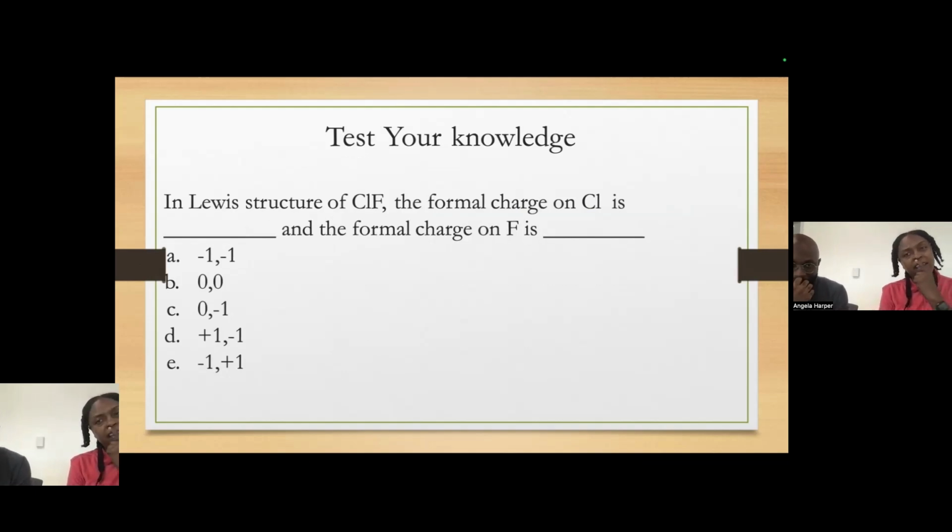If you remember what we said, we told you that there's zero charge. That's because you take your valence electron count and you subtract your bonded and non-bonded. And when you do that, you have 7 minus 6 non-bonded, 1 bonded, which makes 7 minus 7. It gives you 0. And then in the fluorine, you have 7 minus 6 non-bonded plus 1 bonded, which is also 7. And 7 minus 7 is what? 0. So the only answer to the question would be B, 0, 0.